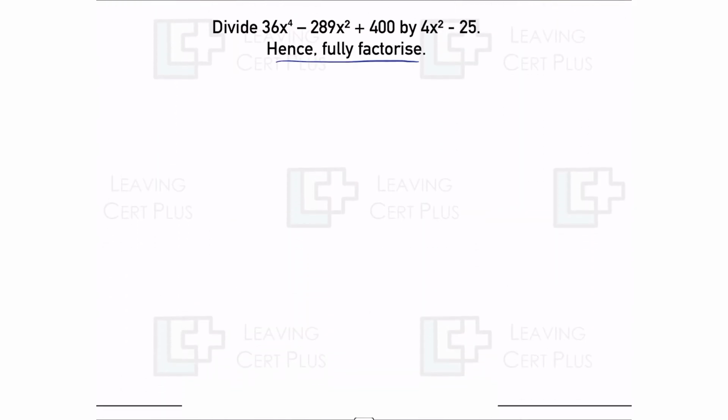So one more question here. Notice that you're asked to hence fully factorize. So pause the video and give this one a go. So setting up your division, you've got 4x squared minus 25 outside of 36x to the power 4 minus 289x squared plus 400.